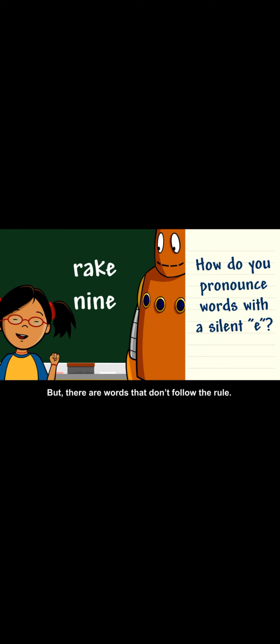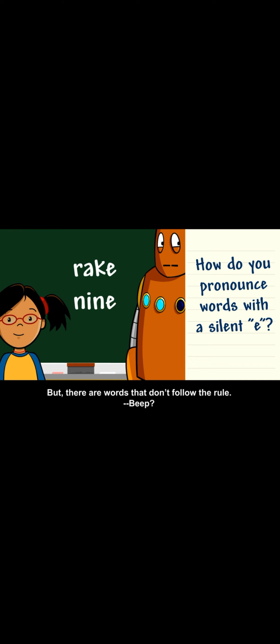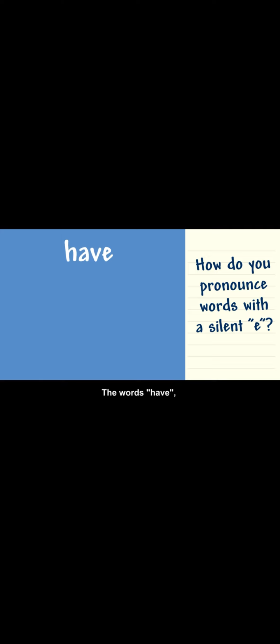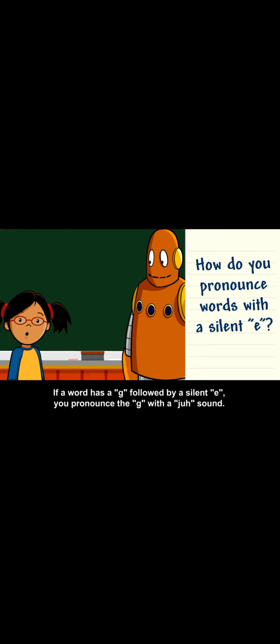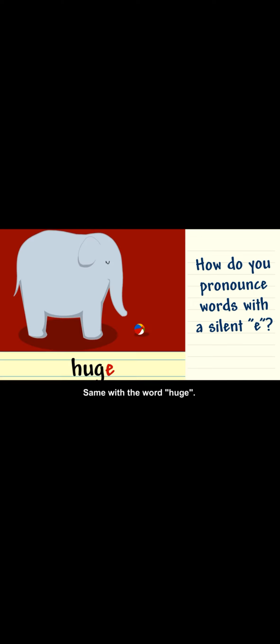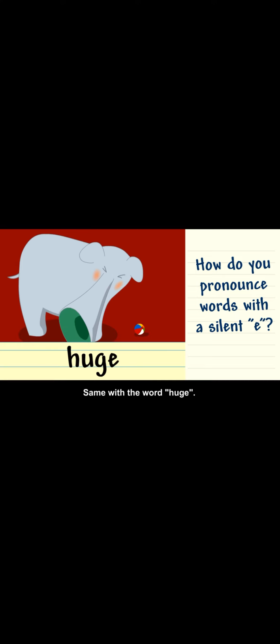But there are words that don't follow the rule. The words have, give, some, and are each have a silent E, but the vowel keeps a short sound. If the word has a G followed by a silent E, you pronounce the G with a J sound. The G in page sounds like J. Same with the word huge.